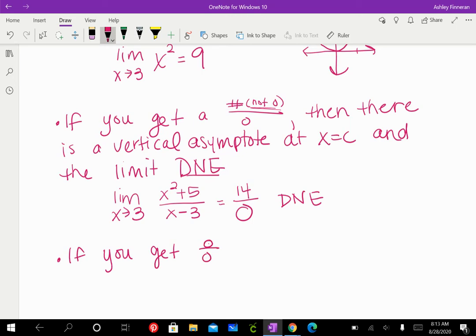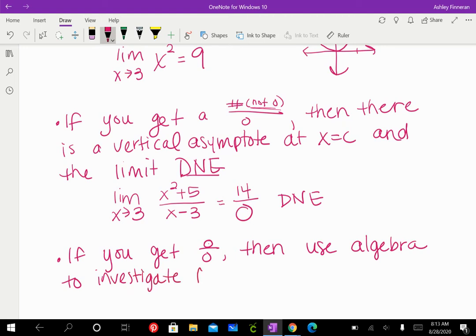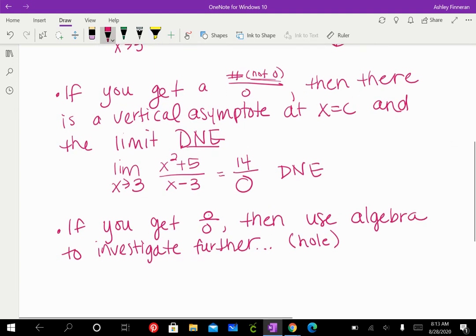because our third case is, if you get 0 over 0, then we have to use algebra to investigate further. And graphically, I want you to think about this as like having a hole in the function. So this is a case where the limit might still exist, and it usually does. However, algebraically, we can't get the answer through direct substitution. So we have to do more work, essentially.